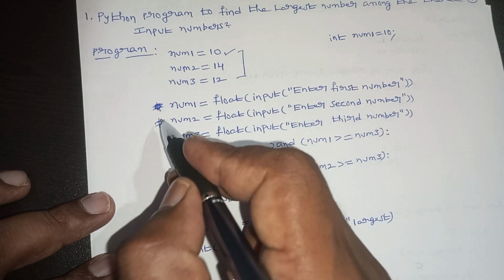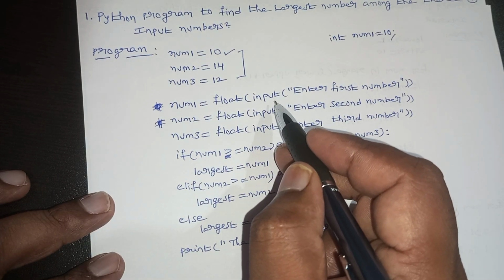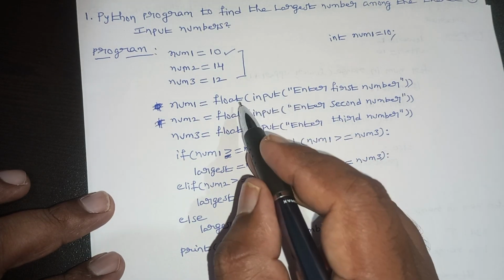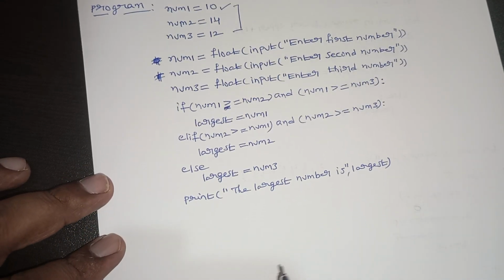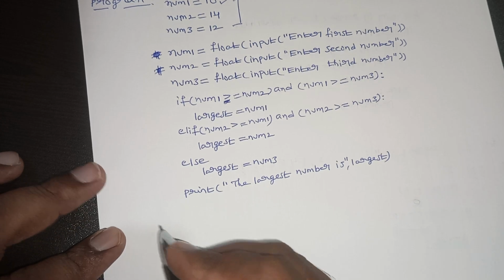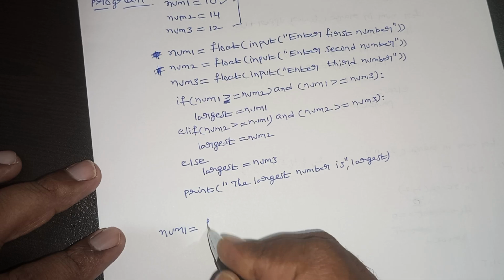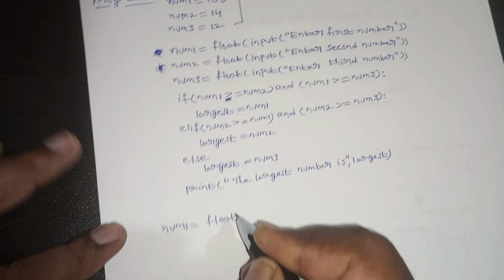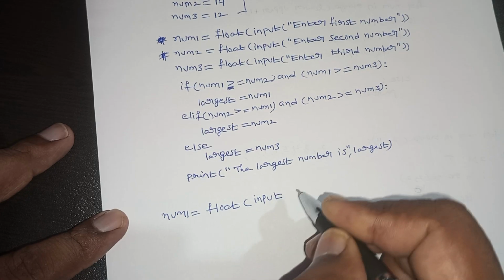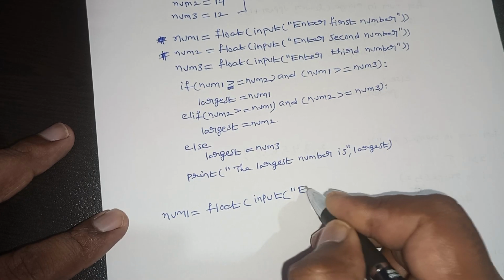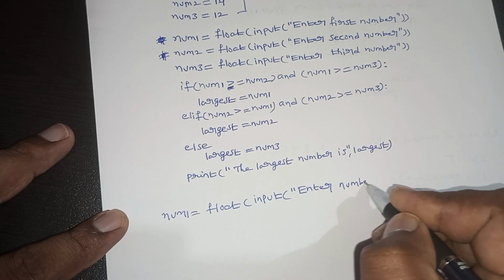What is the purpose of this? If you want to take values dynamically, meaning at runtime, then you have to go for this. What does this mean? I am writing below. num1 equal to float of input, "Enter the first number".